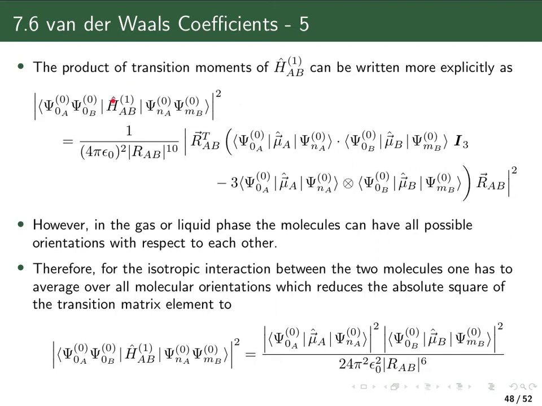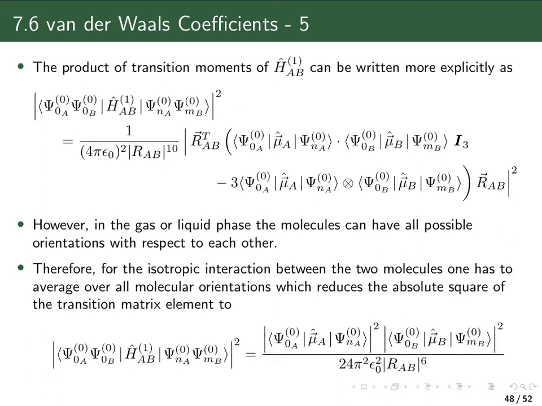Remember the expression for the first order operator, which involves the dipole moment operator of both systems. We can write it in this way, where we have a scalar product of transition moments with the dipole moment operator of molecule A between ground and excited states of molecule A, and correspondingly for molecule B. And here it's written in a more tensor notation.